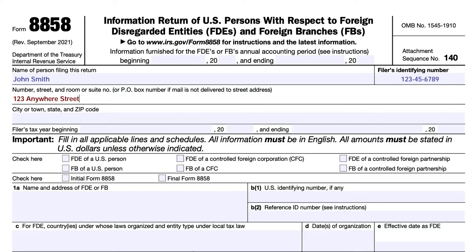If you have a P.O. box number, you can list it if mail does not normally get delivered to your street address. Otherwise, indicate your street address even if you have a P.O. box.